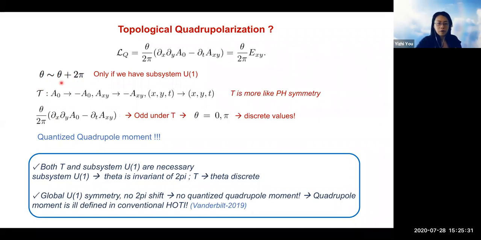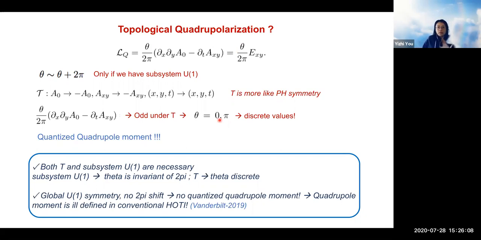And remember, theta always has an ambiguity up to a 2 pi shift. That means if we have a time reversal invariant system, then theta can only have 2 choices. Theta can only be 0 or pi, because then time reversal takes 0 to 0 and pi to minus pi, which is equivalent under a 2 pi shift. So in the presence of subsystem and time reversal symmetry, there are only 2 discrete choices for theta, either 0 or pi. And actually pi corresponds to our higher order topological insulator phase, and 0 corresponds to the usual trivial insulator phase without a corner mode.